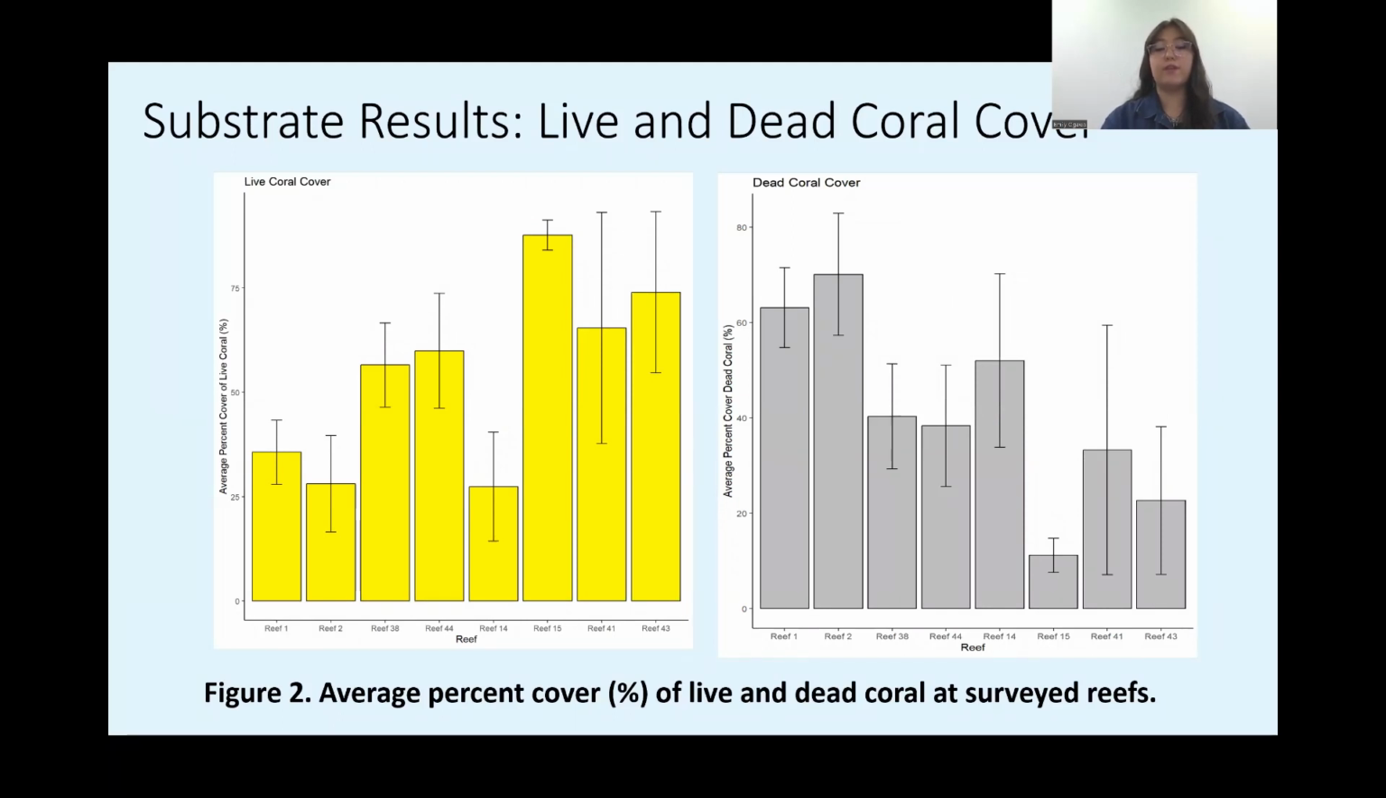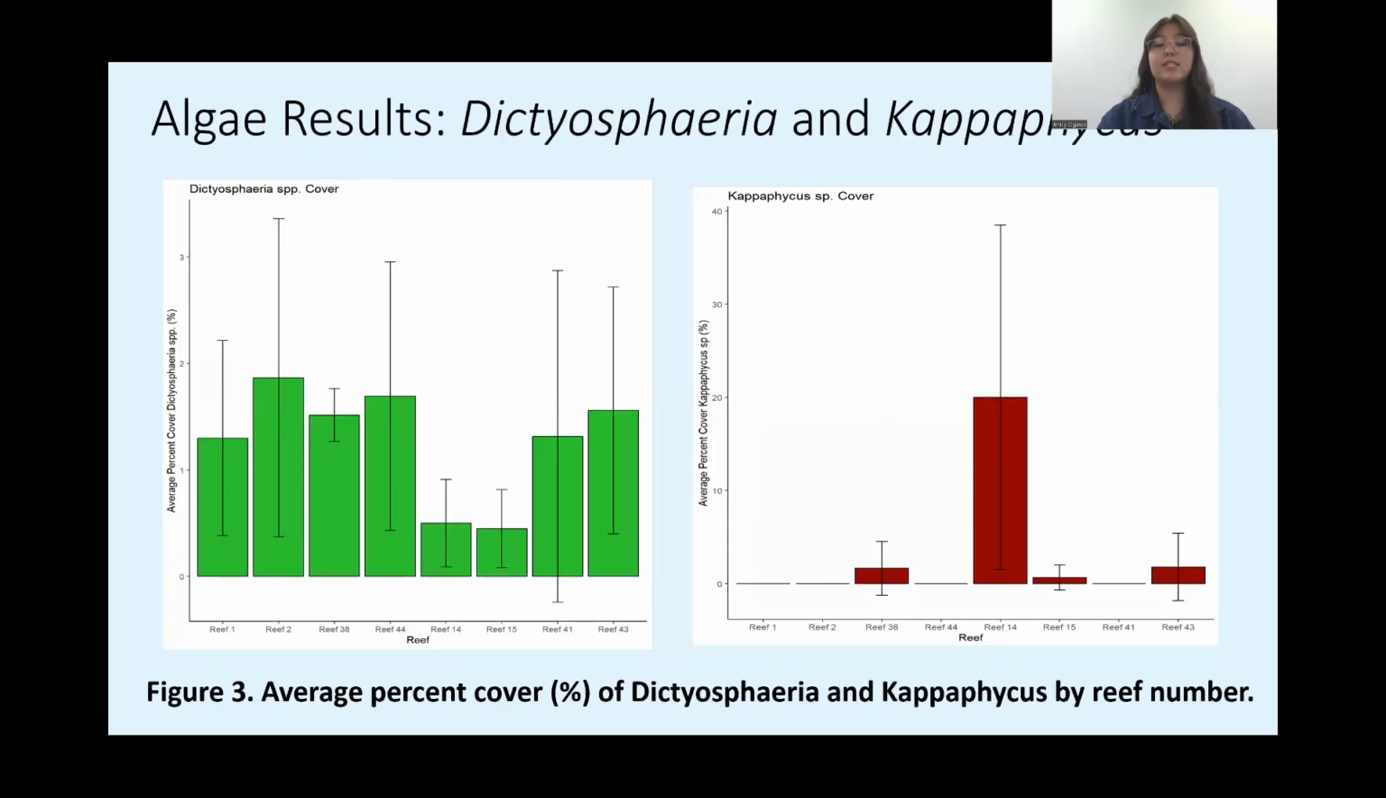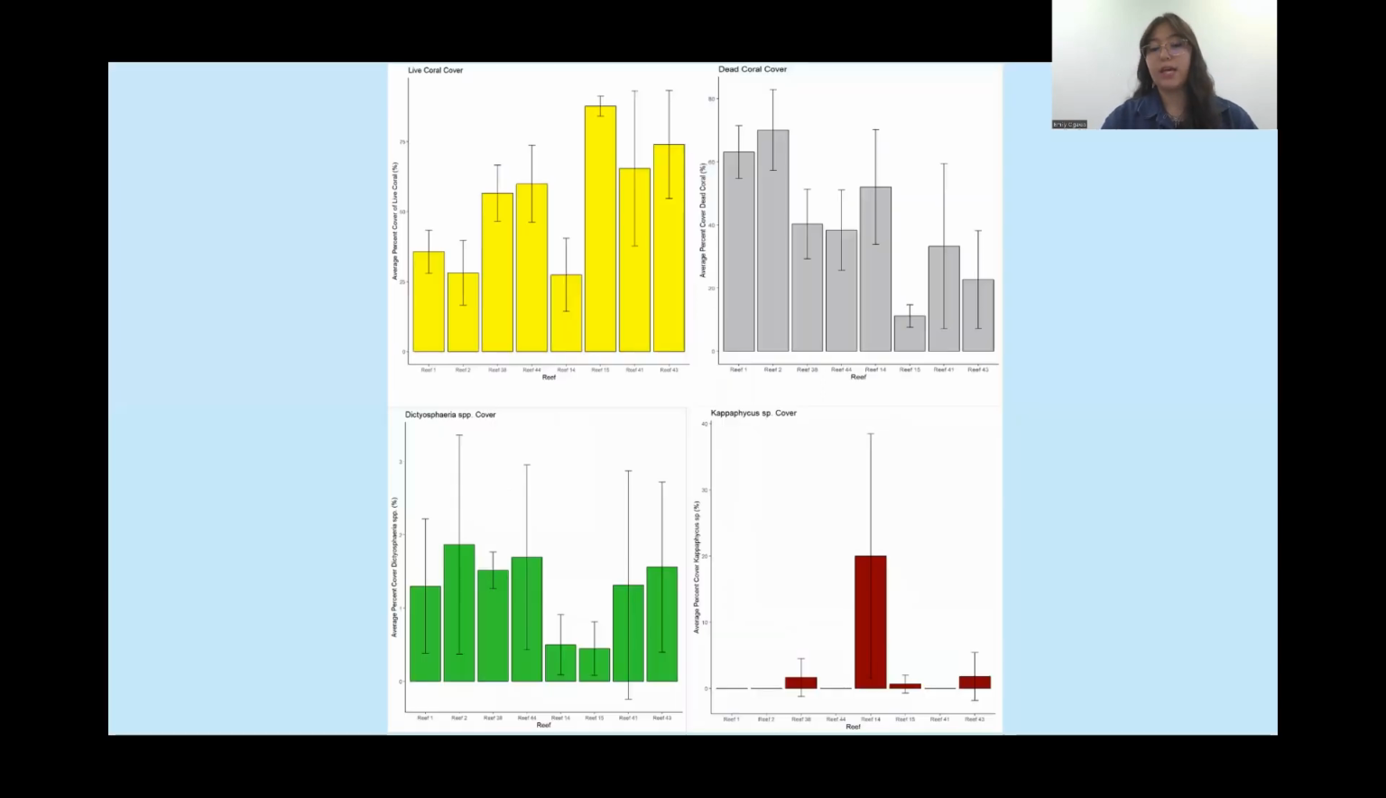So this is a figure of average percent cover of live and dead coral at the surveyed reefs. This is the average percent cover of Dictyosphaeria and Kappaphycus by reef number. And then here we can see more of a general pattern, including the 2 substrate types, live coral and dead coral cover versus both of the algal species. As you can see, Dictyosphaeria was present on all 8 reefs, but Kappaphycus was only present on 4. And it looks like there is higher dead coral cover on inshore reefs 1, 2, 38, and 44 versus offshore reefs.